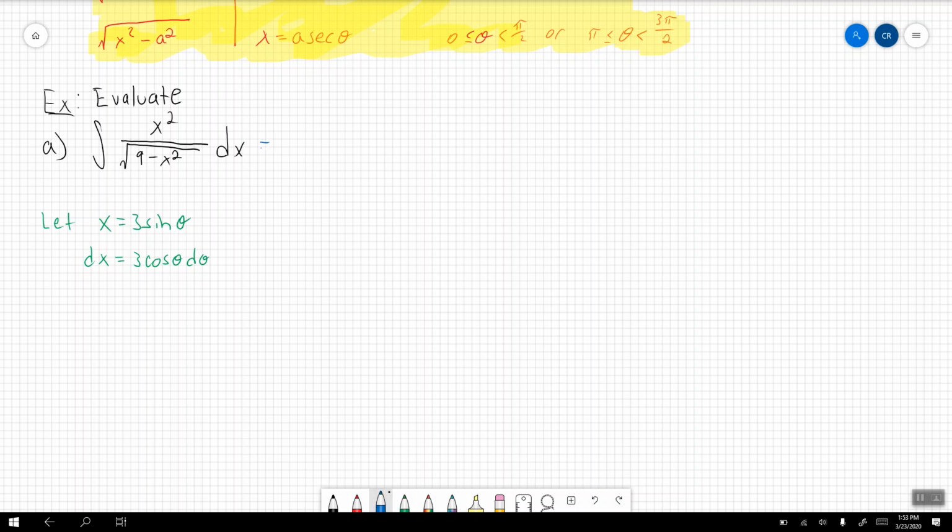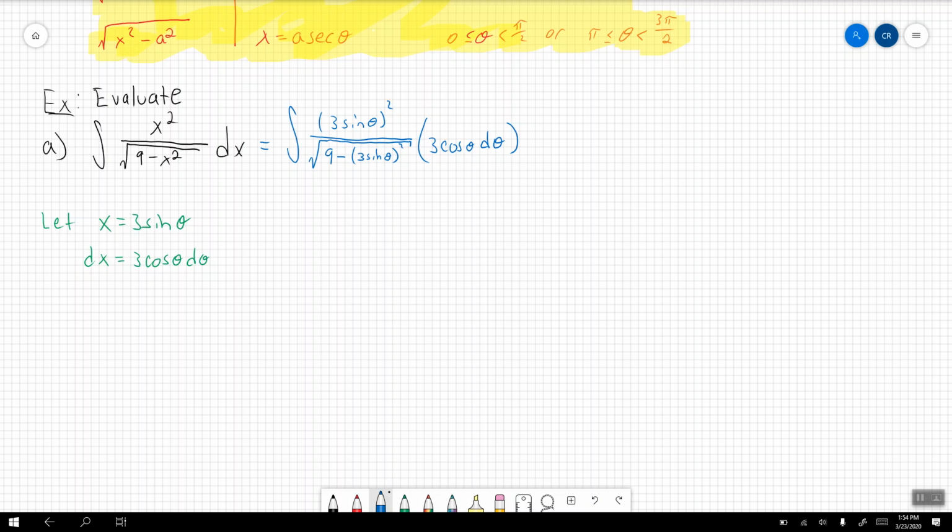Awesome. Now, I'm going to go ahead and make those substitutions on this integral. My x value is now 3 sine theta, that's squared, divided by the square root of 9 minus 3 sine theta squared. Take that radical. And then dx, according to our substitution, is 3 times cosine theta d theta. Now, one of the items that I'm going to ask you to remember is to always remember that substitution variable.